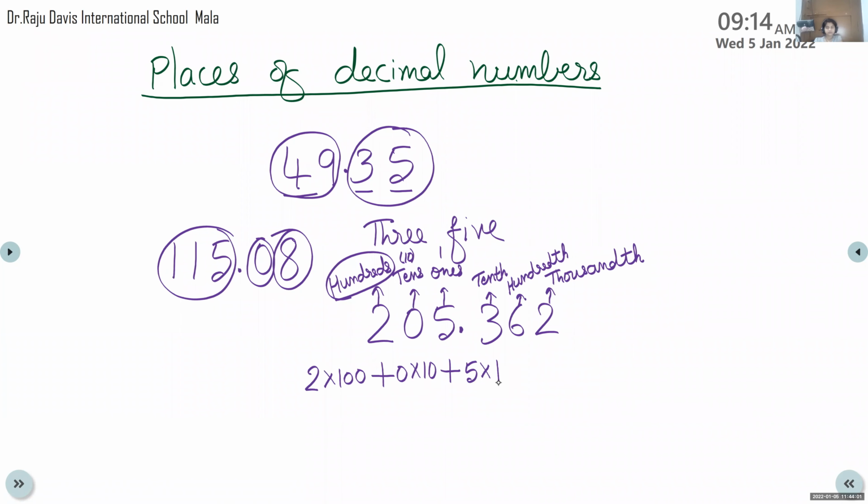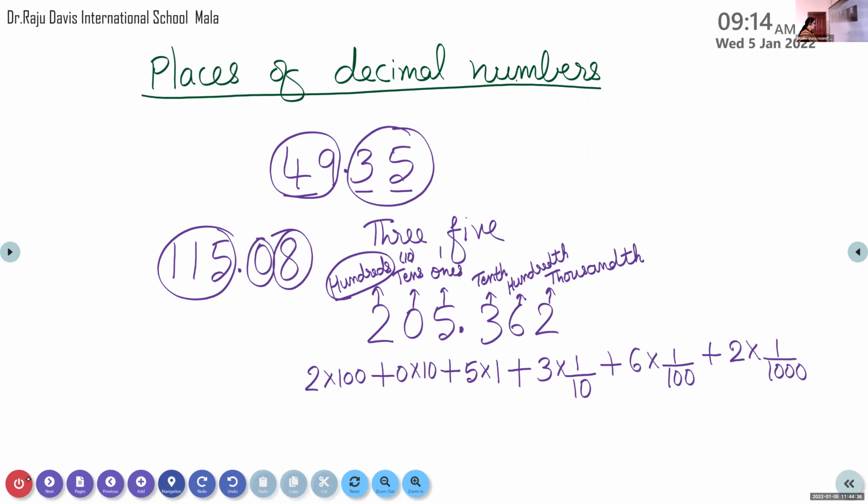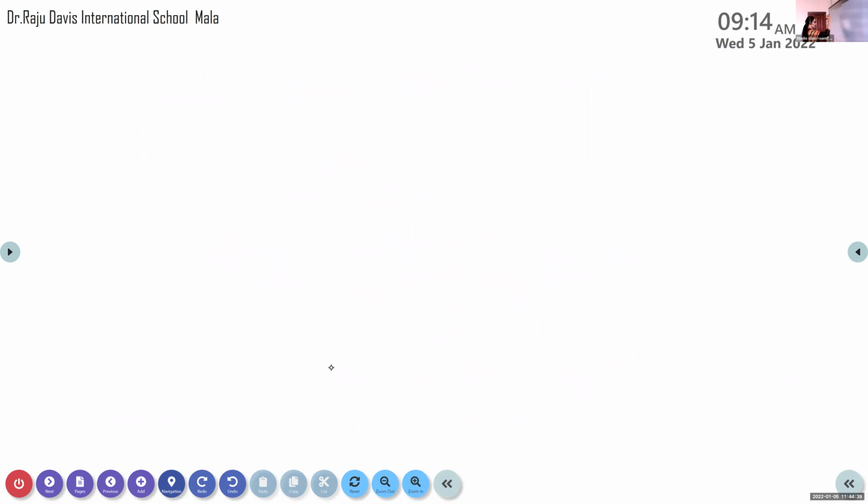1. Then the next one is after the point. So plus 3. 3 is in the tenth place. So it will come in the fraction. 3 into 1 by 10 plus the next number 6 into 1 by 100 plus the next number 2 into 1 by 1000. Now this is the expansion.